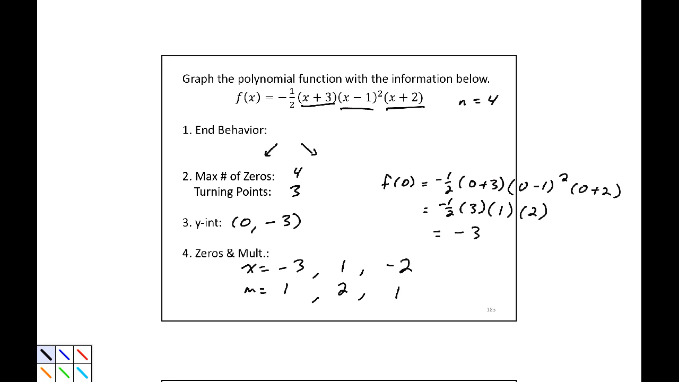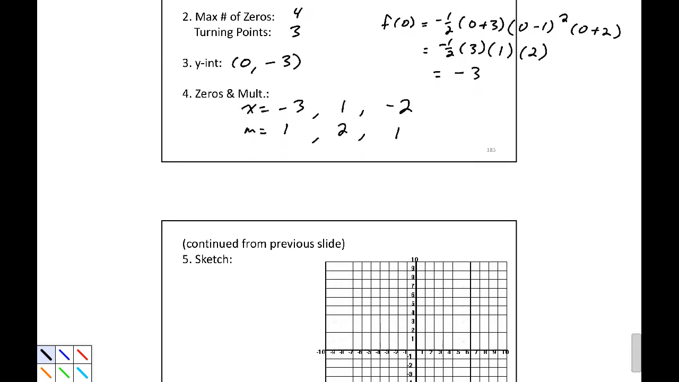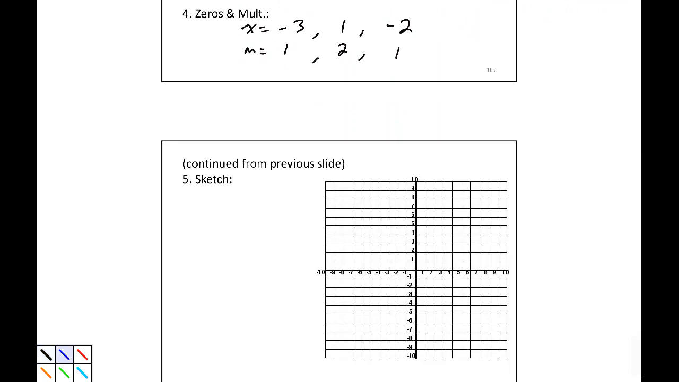Now let's put all that information together and sketch this function. The y-intercept is 0, negative 3. We can go ahead and plot that. And we have x-intercepts at x equals negative 3, 1, and at negative 2. From there, we know the end behavior is falling to the left and right. So I know I'm going to have something like this. It's going to fall from that point negative 3, 0, going to the left. And because negative 3 has a multiplicity of 1, it will cross.